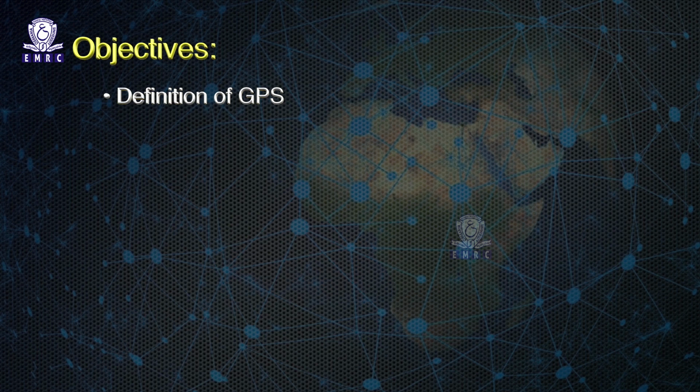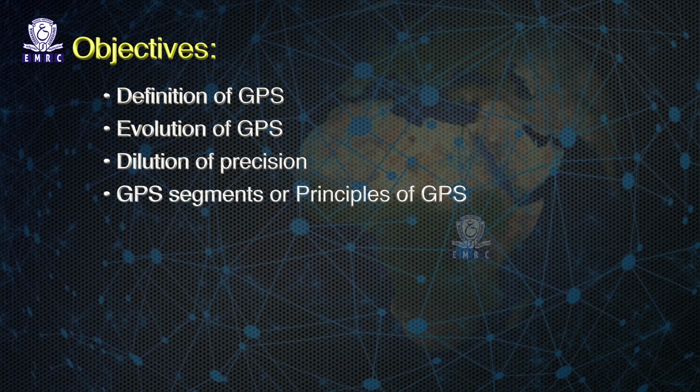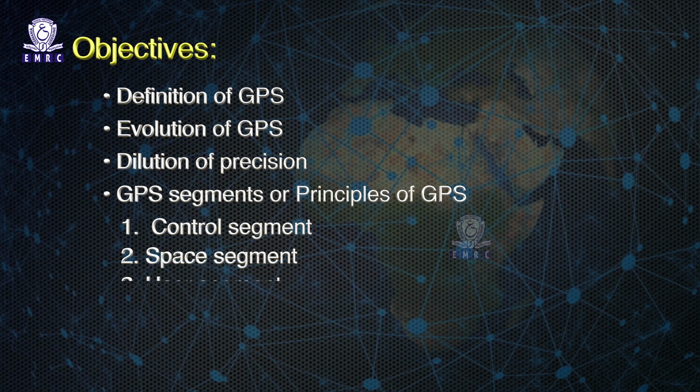Objectives. Global Positioning System is used in data capture and also used in data entry methods. It is largely utilized by the common people for navigation systems. In this chapter, we will understand the definition of GPS, evolution of GPS, dilution of precision, GPS segments or principles of GPS, that is control segment, space segment, user segment, and functions of GPS.